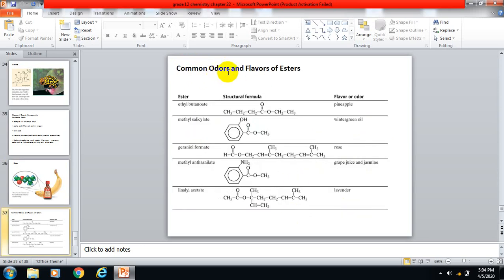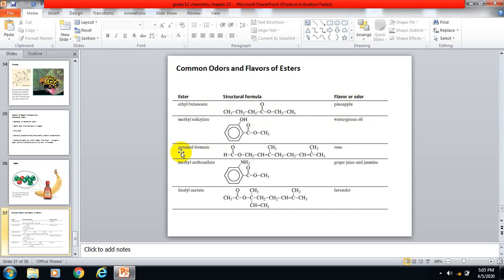Now, common odors, smells, and flavors of esters: ethyl butanoate, methyl salicylate, geranyl formate, methyl anthranilate, and linalyl acetate. These are the structural formulas for these. Ethyl butanoate, so 4 carbons will be there. If you count 1, 2, 3, 4 from here, or from here, 1, 2, 3, 4. Understand? It gives you pineapple odor, then wintergreen oil, then rose.